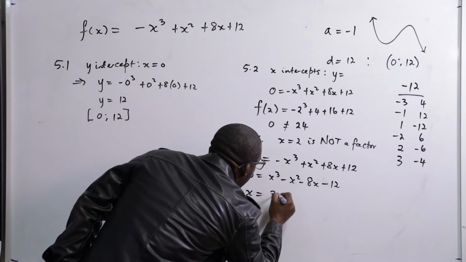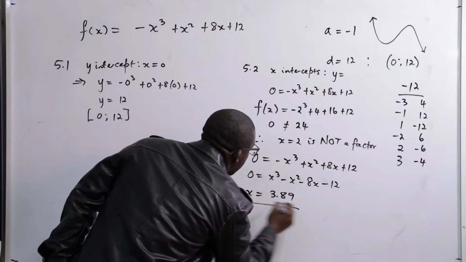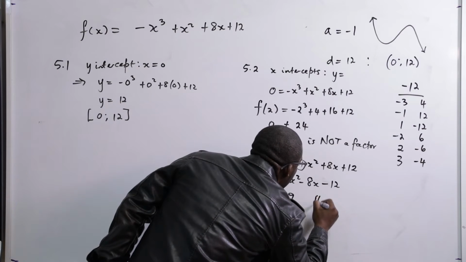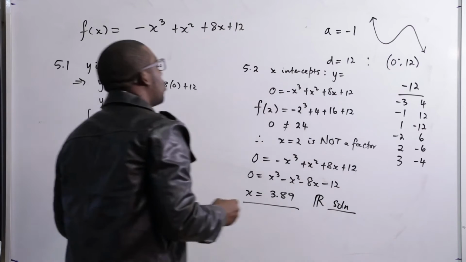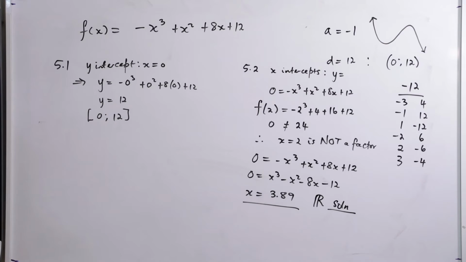x is equal to 3.89. This is the only real solution. The other two solutions are non-real.